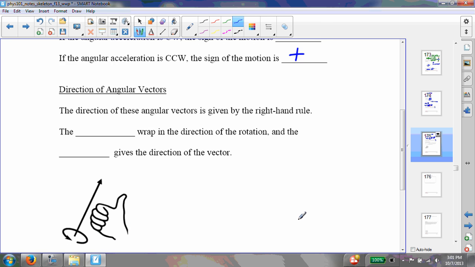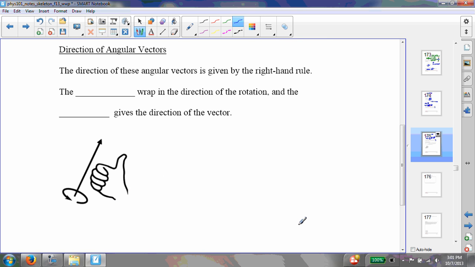We can talk about the direction of angular vectors. This doesn't really come up much in this chapter, but I just want to present it here because it will come up next semester when we're talking about electric forces and magnetic forces. The direction of these angular vectors is given by the right-hand rule. The fingers wrap in the direction of the rotation, and the thumb gives the actual direction of the vector.